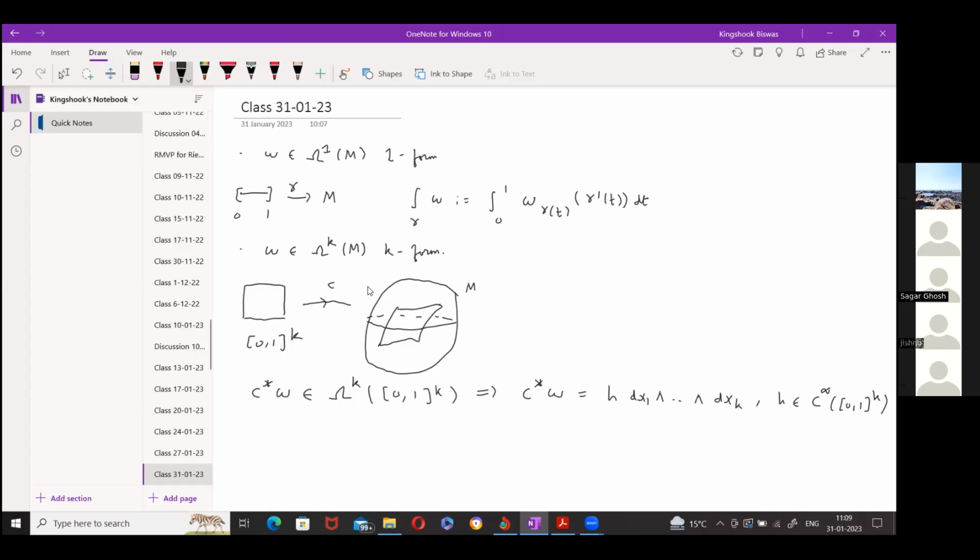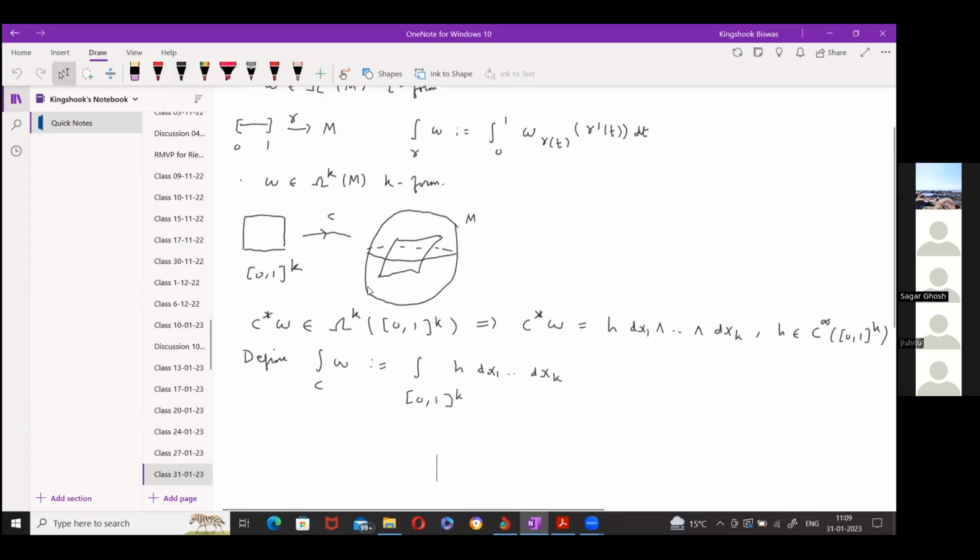Okay. And then you define the integral of omega over the K cube c to be the integral over [0,1] to the K of h dx1 dxk. Okay.